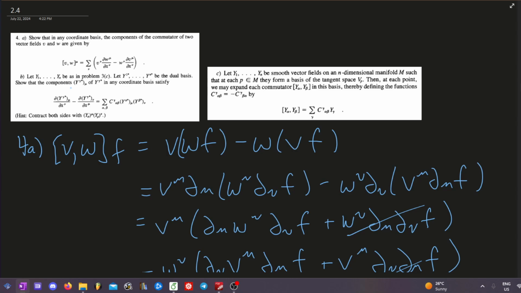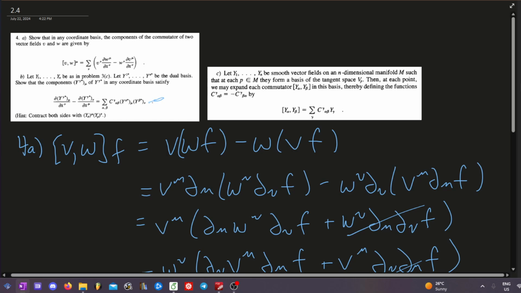Okay, so for problem b, we're going to let these y's, y_1 to y_n, be as in problem 3c. So the y_1 to y_n are these smooth vector fields on an n-dimensional manifold M. At each point, they form a basis of the tangent space, and then we have this relation. At each point, we can expand the commutator, and we get this relation at the bottom. What we want to do is show this relation right here.